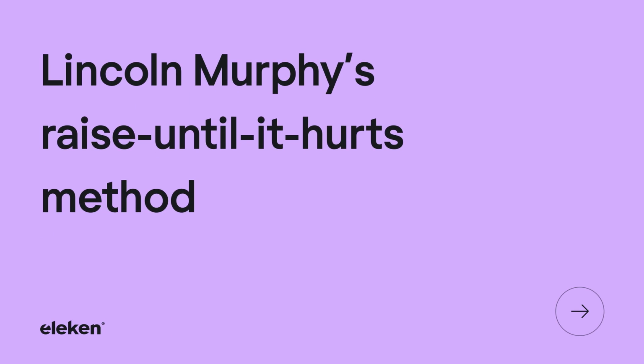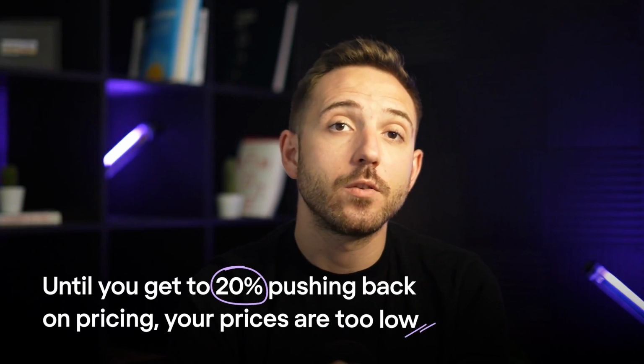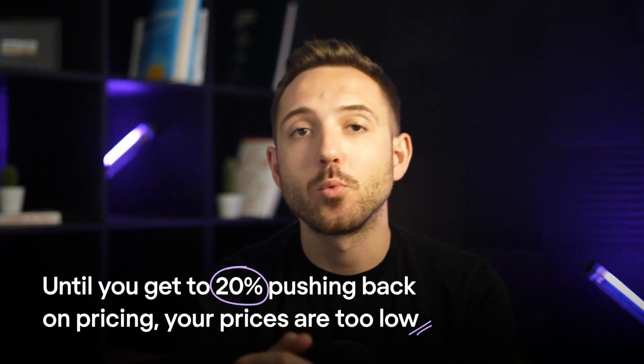The second one is Lincoln-Murphy's raise until it hurts method. Lincoln-Murphy from 16 Ventures offers another way to measure a product's value that requires no surveys, statistical sampling, histograms, or other excuses not to do it. Testing requires talking to a cohort of prospects, pitching them your product followed by the price you came up with. If they convert, it's a sign for you to scale new heights. You set a price, say 5% higher, and try to sell your product one more time to a new cohort. Until you get 20% pushing back on pricing, your prices are too low.